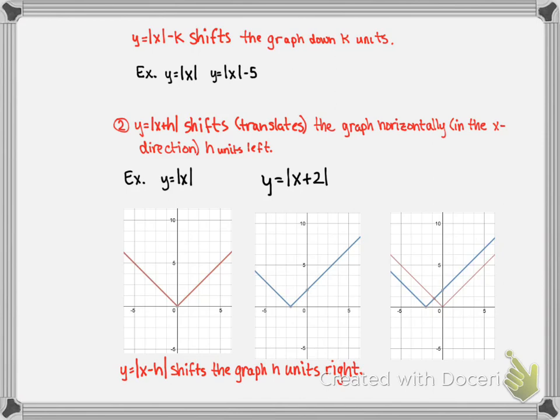If we had y equals the absolute value of x minus h, this will shift the graph h units to the right. For example, if we compare y equals the absolute value of x with y equals the absolute value of x minus 1, the new graph is shifted right 1 unit.